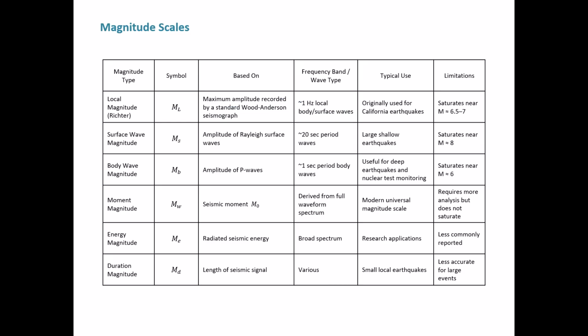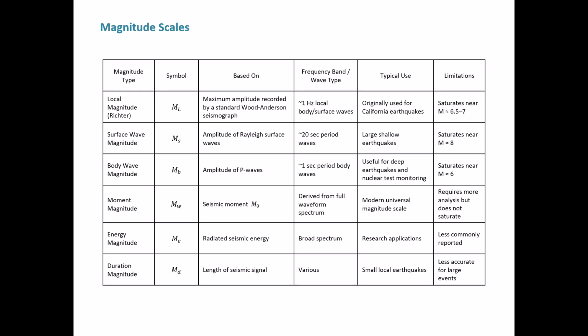So, magnitude scale. If you hear an earthquake has a certain magnitude, you need to stop and ask or try to discern, well, what kind of magnitude is it? Because there are all sorts of magnitudes. We'll start with the Richter magnitude, M sub L. These are tailored towards California, by the way. It is the maximum amplitude recorded by a standard Wood-Anderson seismograph, detecting energy around 1 hertz, both body and surface waves.